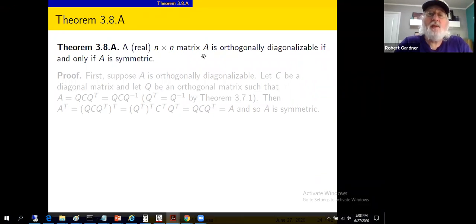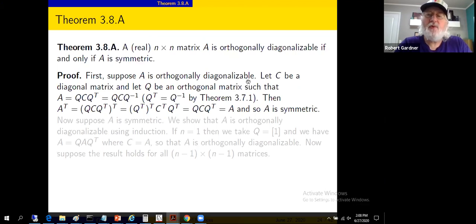A real n by n matrix A is orthogonally diagonalizable if and only if it's symmetric. Okay, first suppose it's orthogonally diagonalizable. This part's easy. The other part's a little lengthier. Let A be orthogonally diagonalizable.